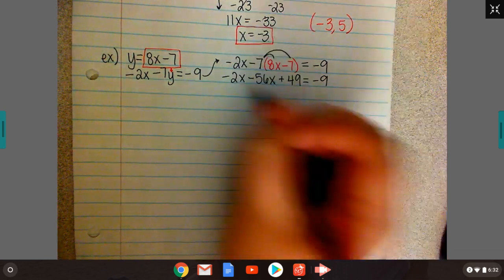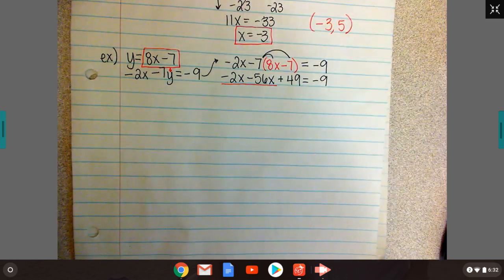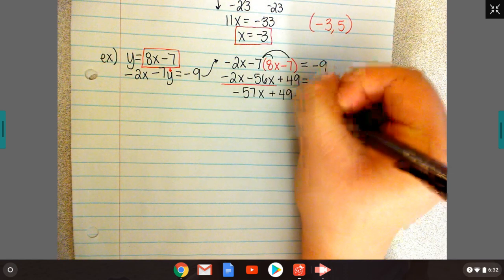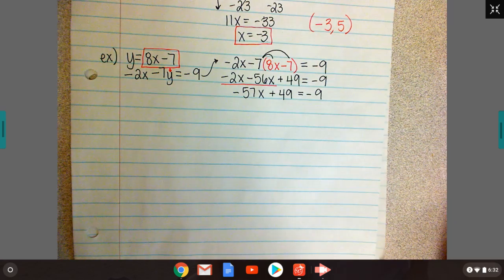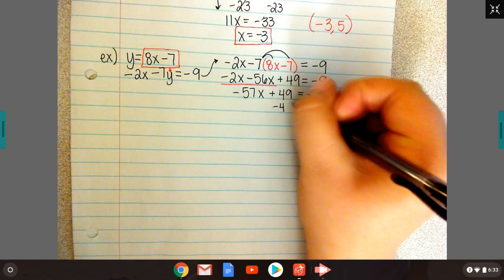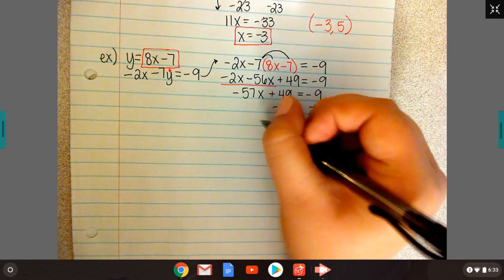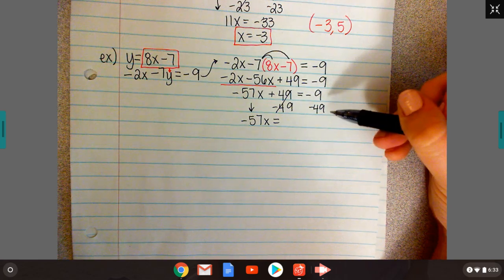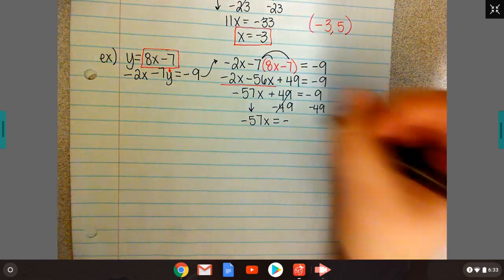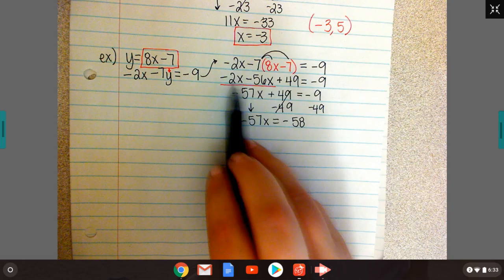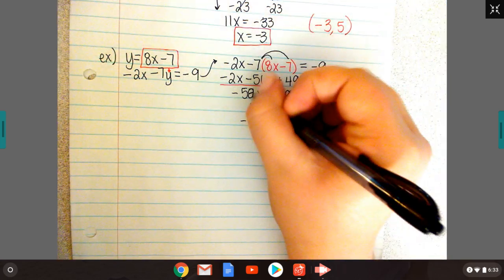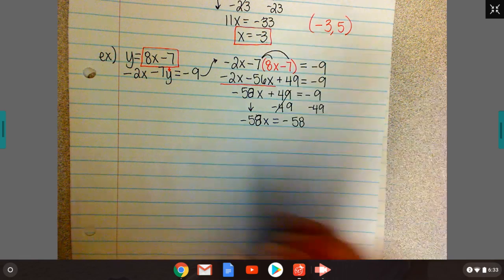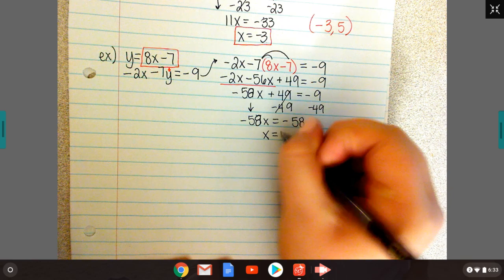From there, I can do some combining here. Negative 2x minus 56x is negative 58x plus 49 equals negative 9. Move our 49 to the other side. So I've got negative 58x equals negative 9 minus 49, which is negative 58. I'm sorry, right here, this should have been a 58. That will make it work out a little nicer. Dividing both sides by negative 58, I've got x equals 1.